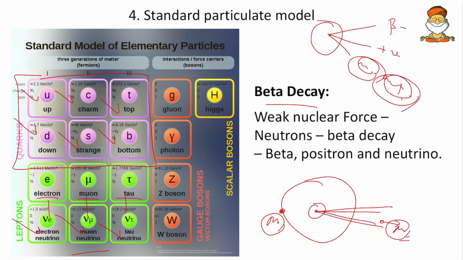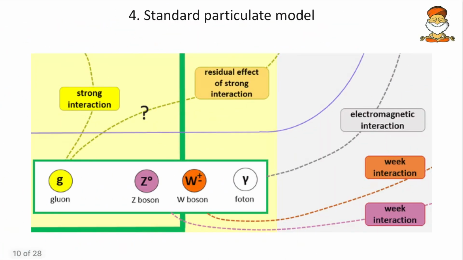So these are the fermions. Quarks and leptons form fermions, and I said fermions are the particulate matter. So they represent particles. And then we have bosons. Bosons means the forces actually. Here we have various kinds of forces. So gluon is there. Gluon is the representation of the strong interaction force.